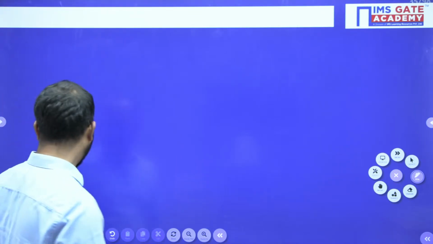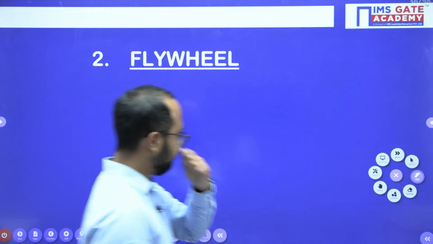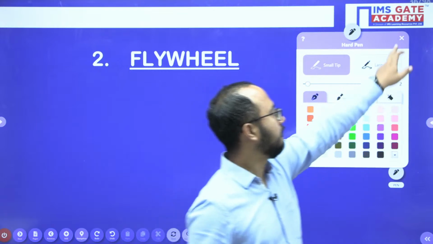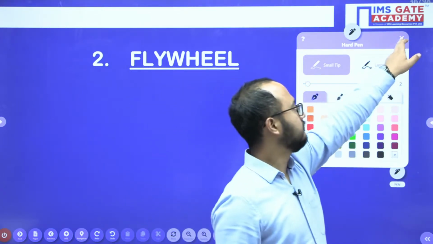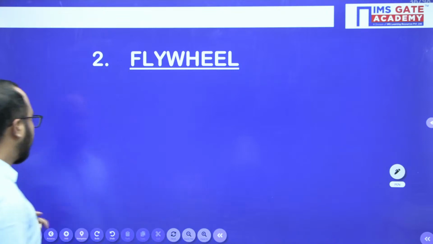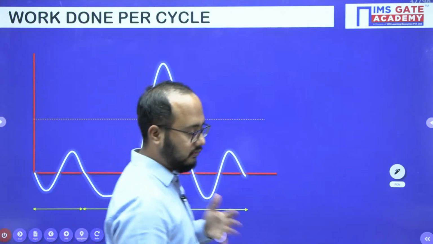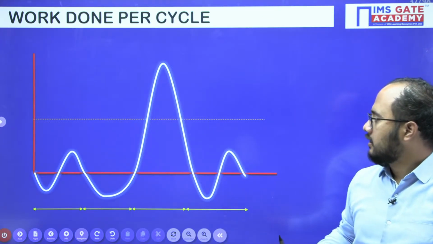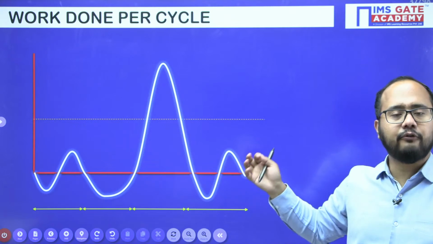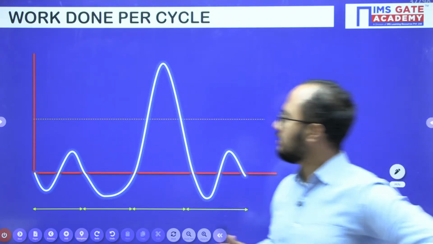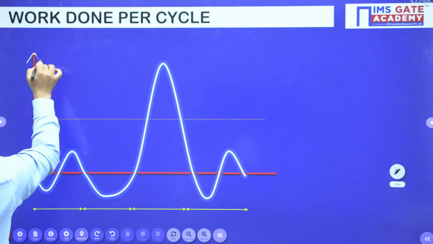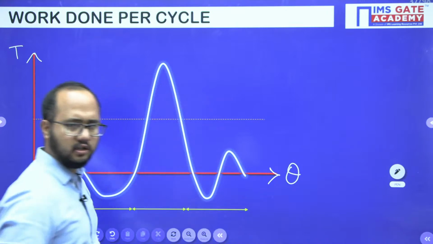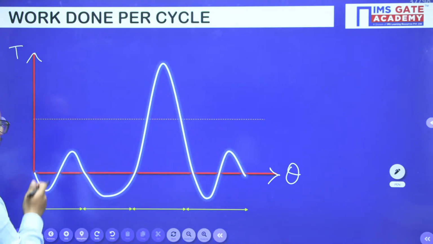Okay, now we'll start the next topic here, that is the flywheel. Now in the flywheel, first of all you should understand what is the work done per cycle. Very important formula guys, very important. So actually this is the diagram for the four-stroke engine. Okay, so this is the torque we are having in the y-axis, in the x-axis the theta, the crank rotation, right?